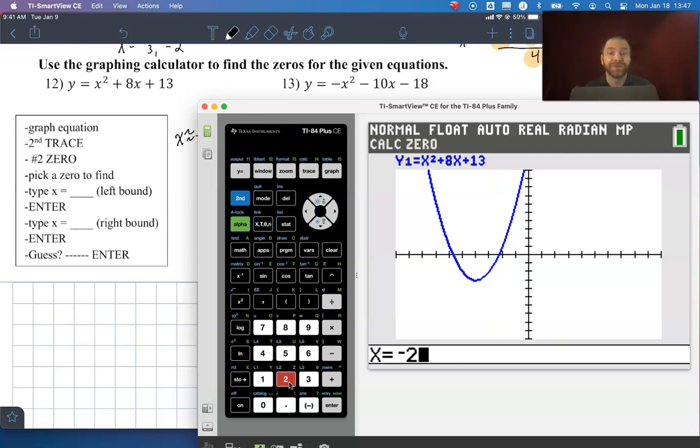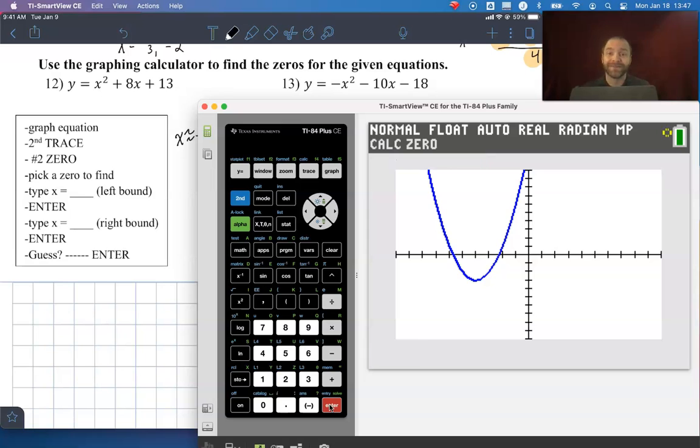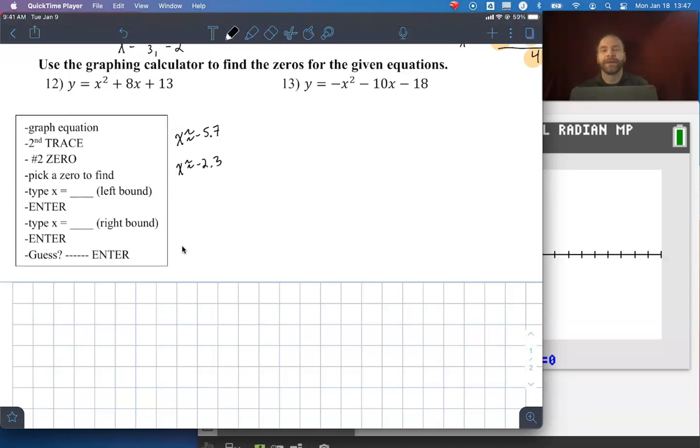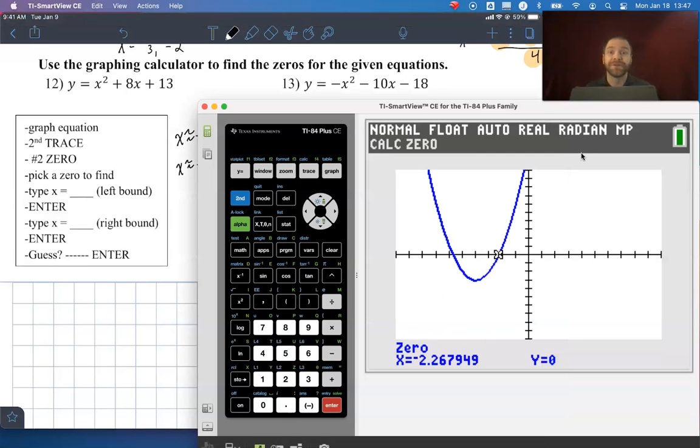I'm going to say it's -2, and it's not -2. It's further to the left than -2, but it doesn't matter because it's going to tell me it's about -2.3. So I have x is approximately -2.3. And so there we go. That's how we're going to do these problems. So that's problem 12. And problem 13, by the way, no different.